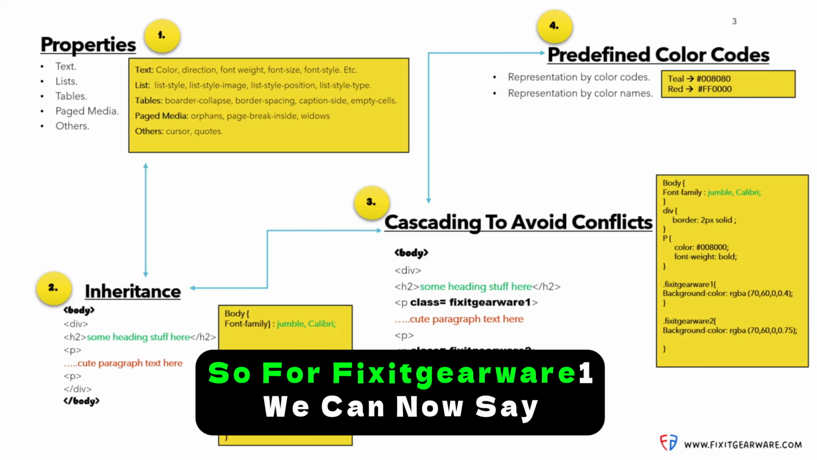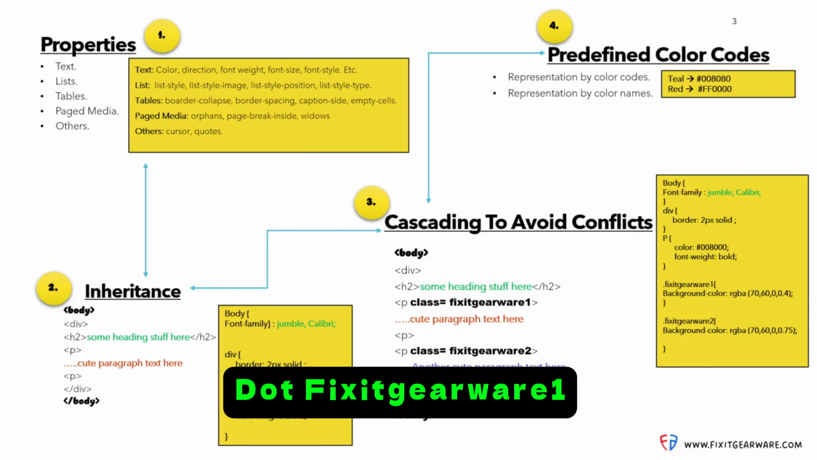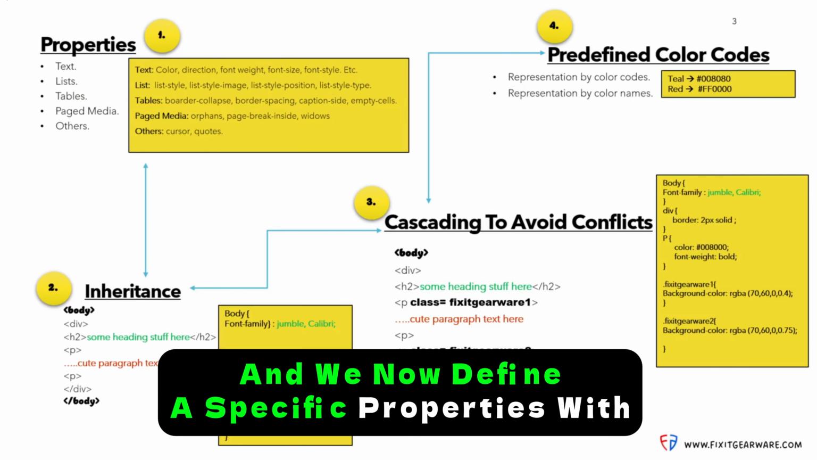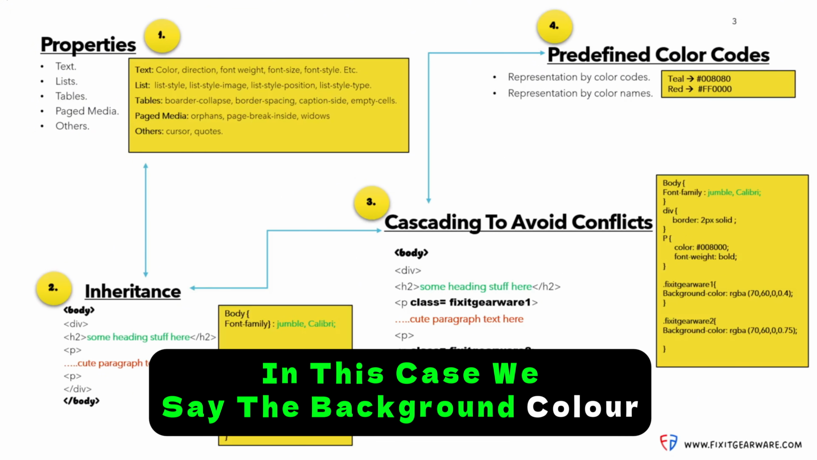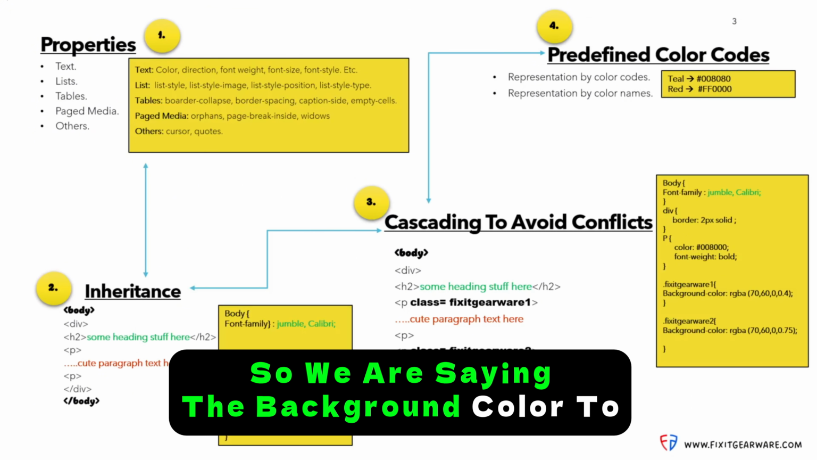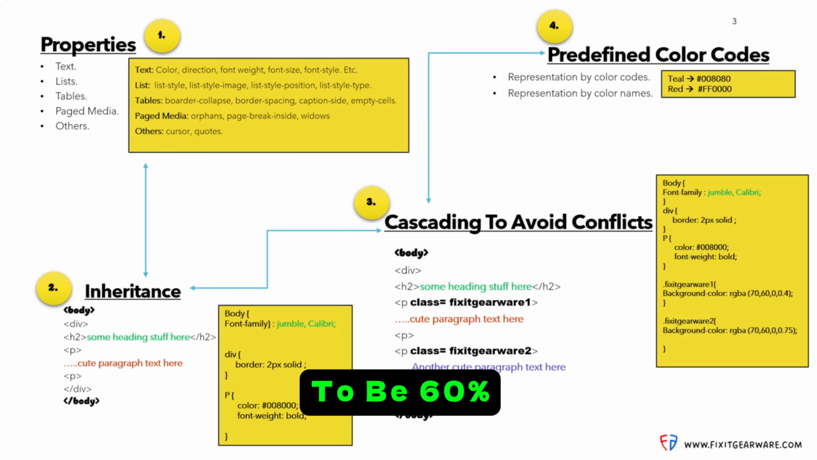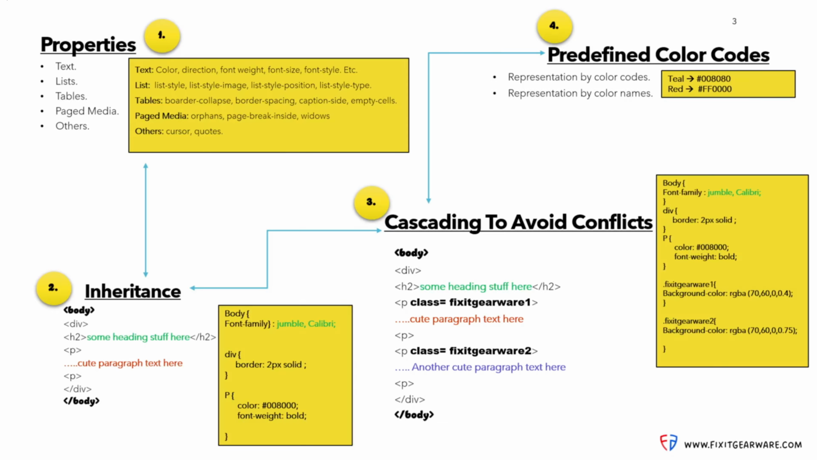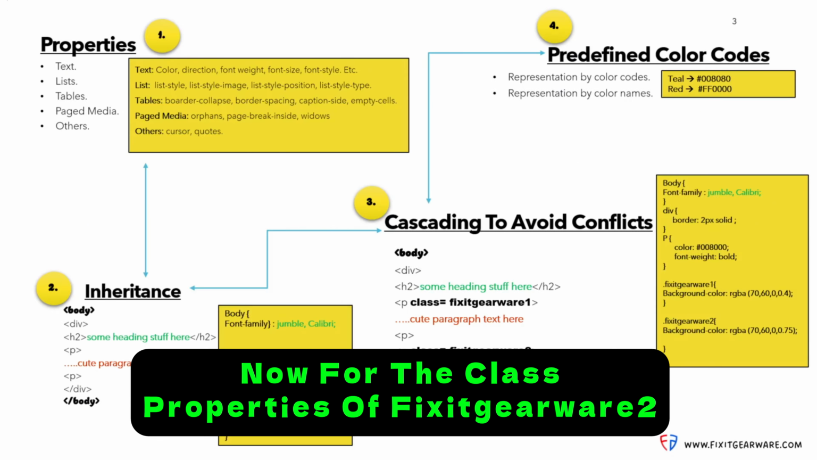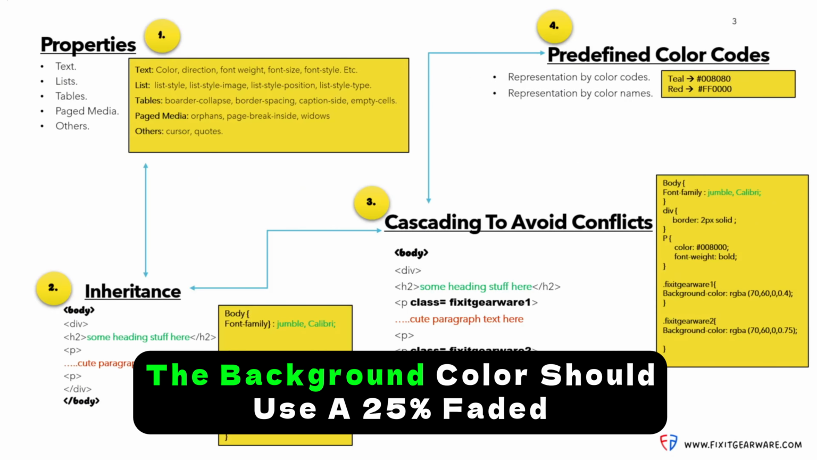So for Fixitgearware 1, we can now say .Fixitgearware1, and we define the specific properties we want. In this case, we say the background color. So we are saying the background color should use RGBA, and of course, 0.4 means that it has to be 60% faded. Now, for the class properties of Fixitgearware 2, we are saying that the background color should be 25% faded.